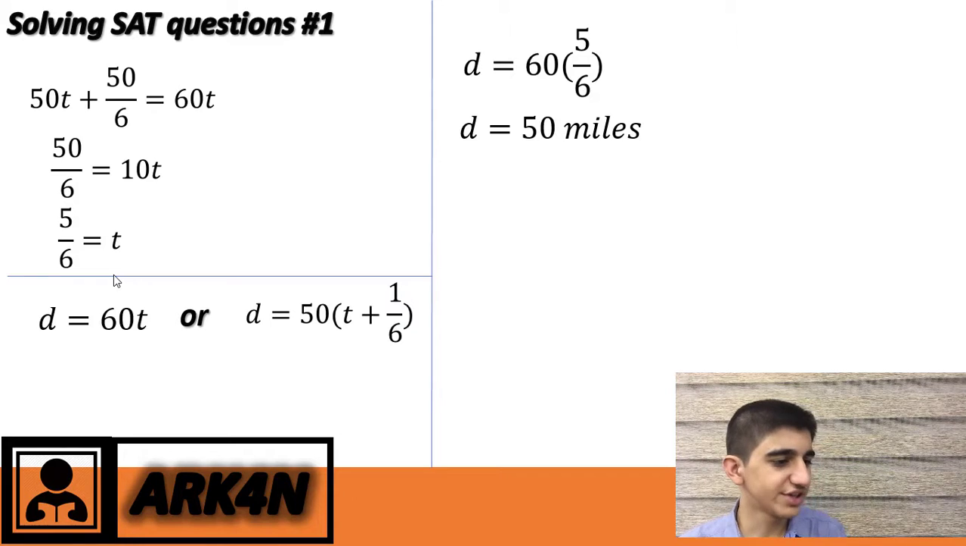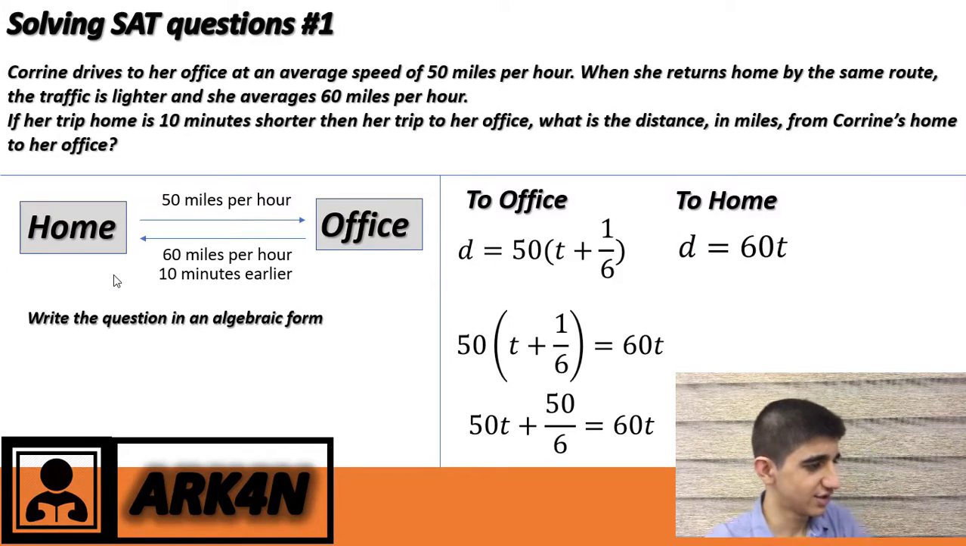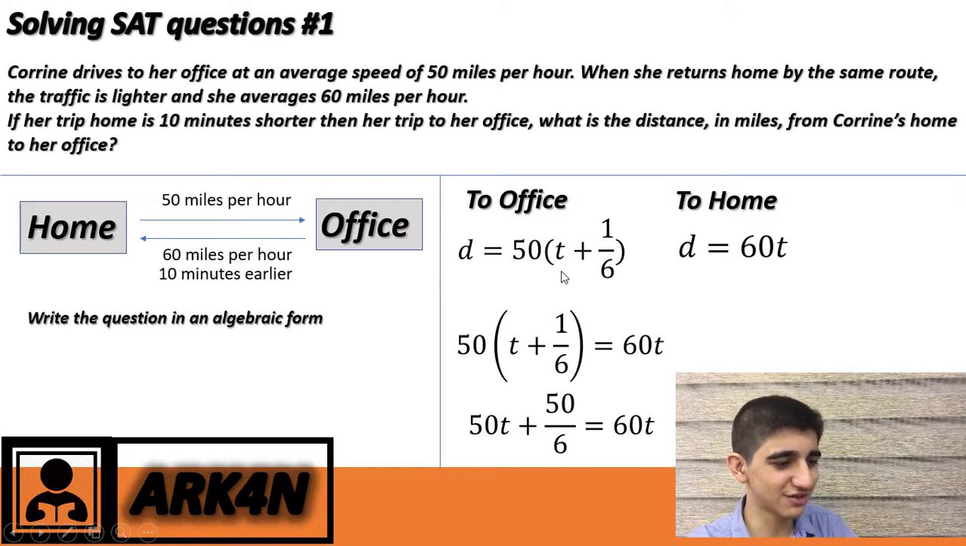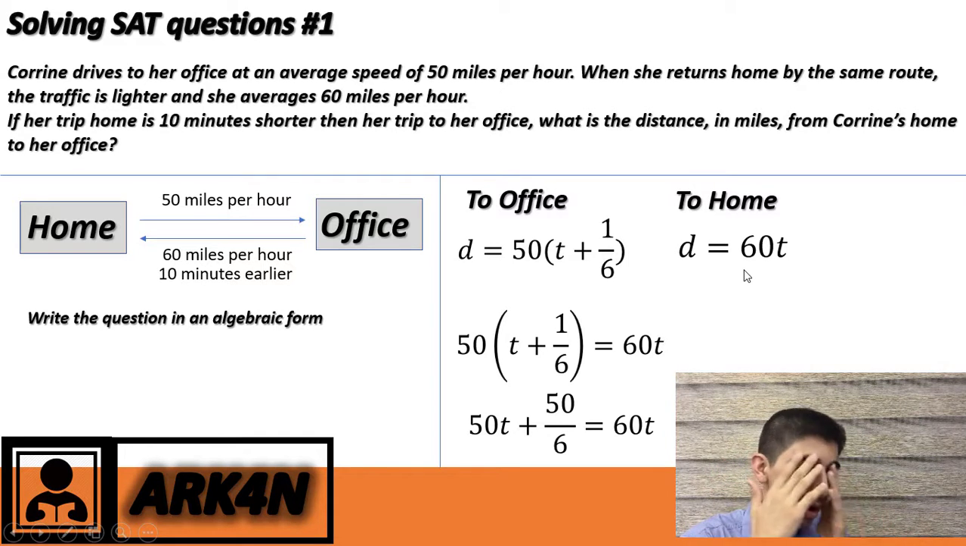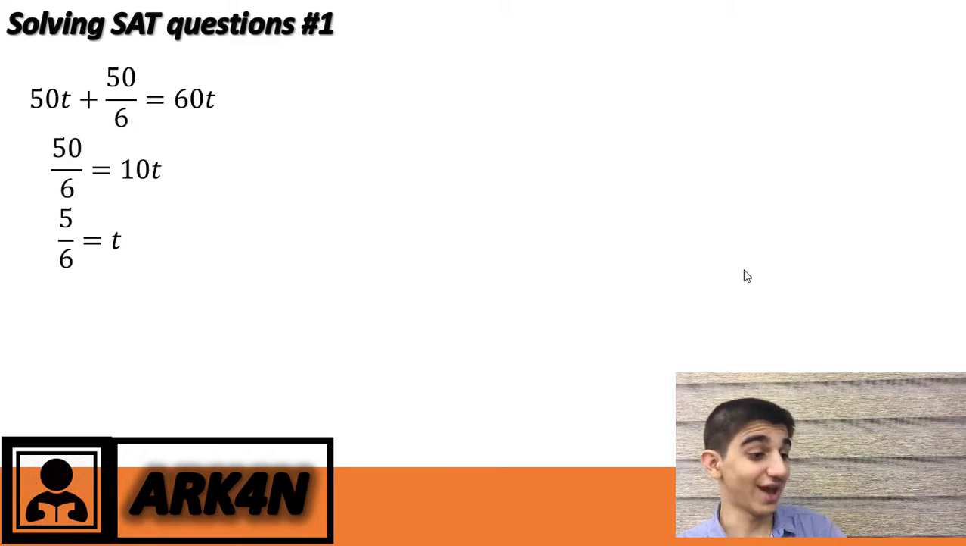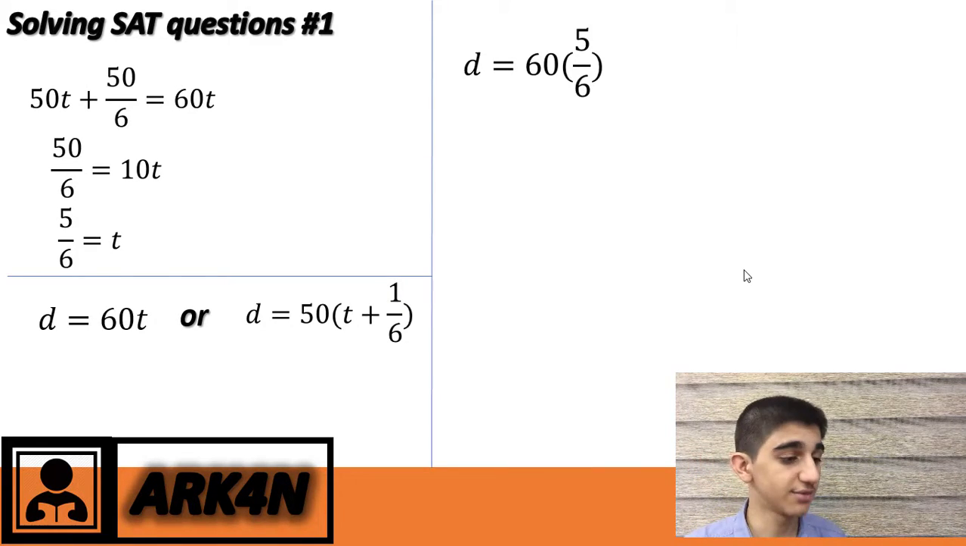Now, you may say, okay, how do we know that this is in miles? Because we have been solving the whole question in miles. Take a look. The question gives 50 miles per hour, we plug in 50 miles per hour. Then the question gives 60 miles per hour, we plug in 60 miles per hour. So if you solve in miles, you get miles. Solve in hours, you get hours. And that's the answer. We have simply solved the question. D equals 60 times 5 over 6.